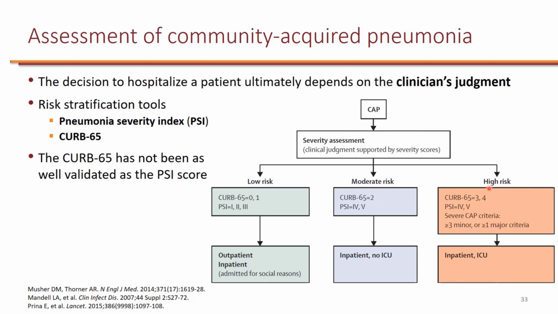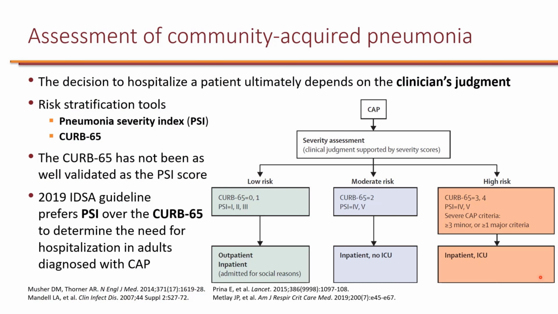Now, it doesn't mean that all high-risk patients will be admitted to the ICU. This will basically depend on a case-by-case basis. Now, the 2019 IDSA guideline for CAP actually prefers the PSI over the CURB-65 score to determine the need for hospitalization in adults diagnosed with CAP.